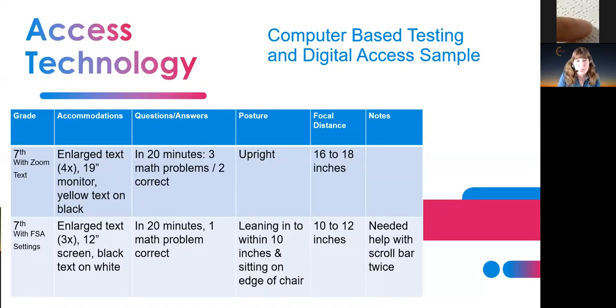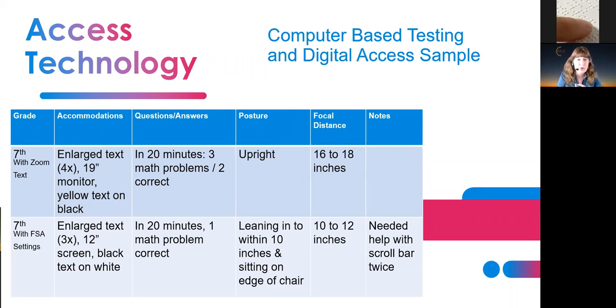You also want to assess them on access technology. And once again, use that same independent reading level so you know that you're assessing the actual media itself and not the reading skills. So in this case, they used seventh grade with Zoom text, and then seventh grade with FSA settings, computer-based testing and digital samples.